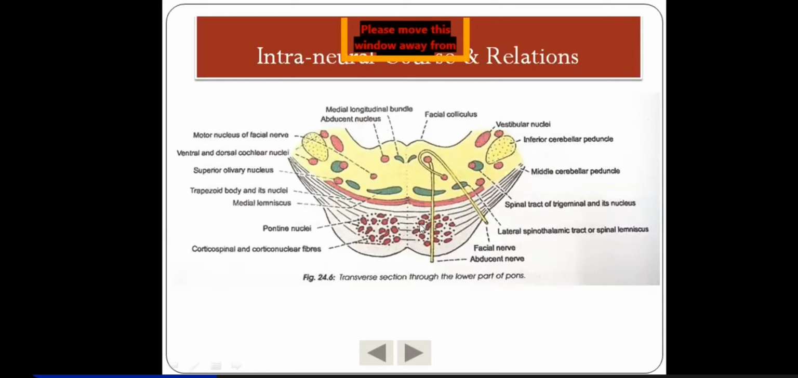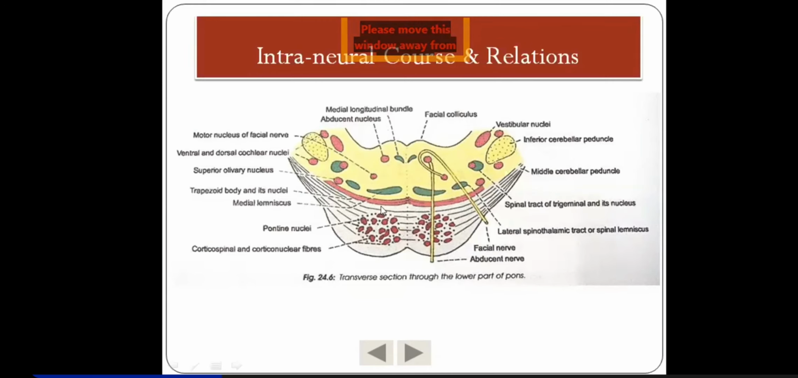This is a transverse section through the lower part of the pons. In the lower part of the pons, you can see that the dorsal side is not closed, rather it is open. That I told you is the point of demarcation between the upper and lower portions of the pons. In the upper portion of the pons, the fourth ventricle is closed from above, but here the fourth ventricle is exposed from the back and will be covered by the cerebellum.